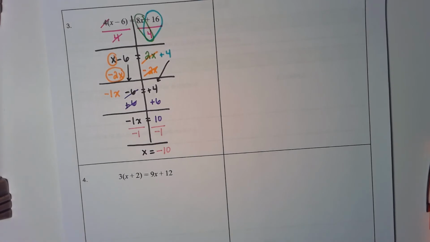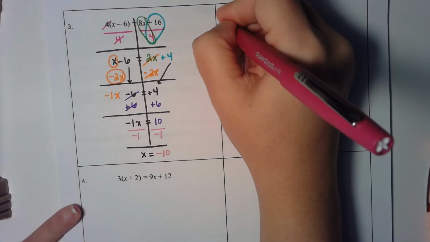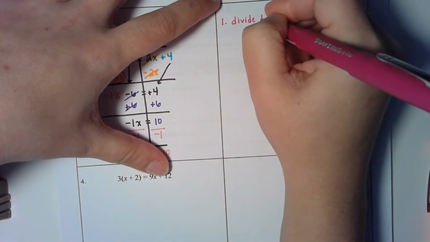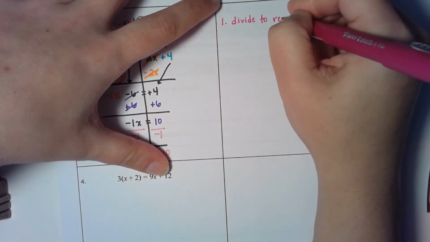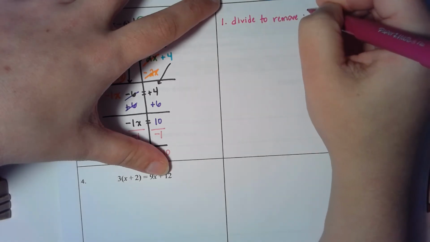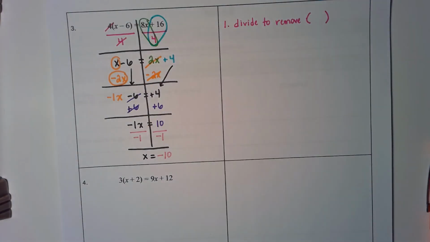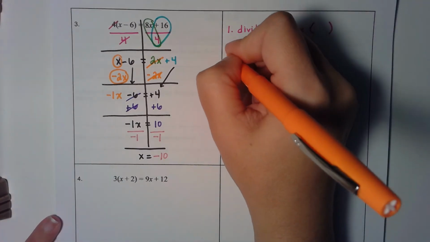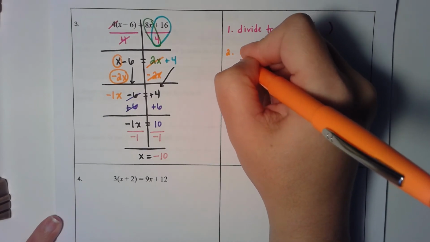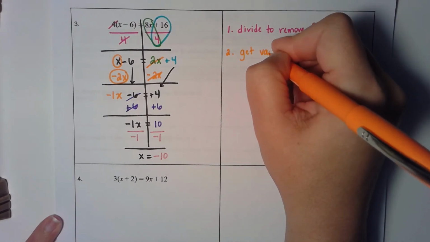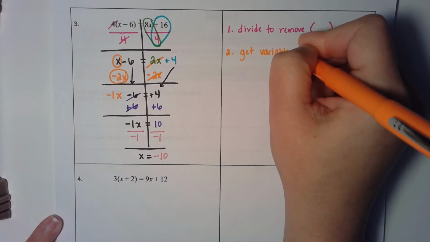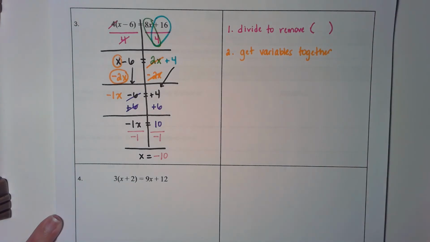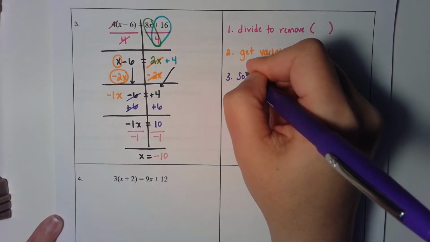So if I was to think about the steps for solving here, first I divided to remove the parentheses. I wanted my x to not be inside the parentheses. Then I got the variables together. And then I just solve like normal.